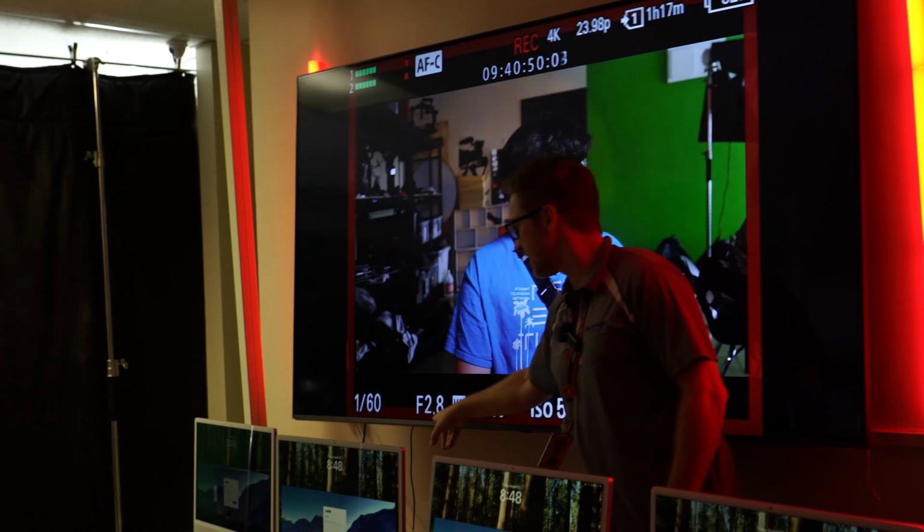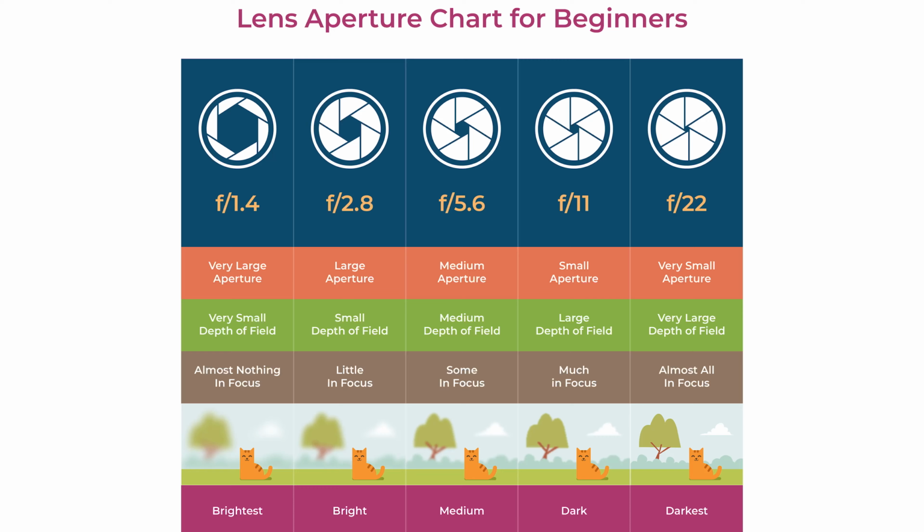Yeah, so our background is slightly blurred, right? And we're actually, I think, at one of the lowest apertures that we can on that lens. So f2.8, whenever you see an F, you're going to know that that's your aperture. The lower that number, the more blurry that background's going to be.